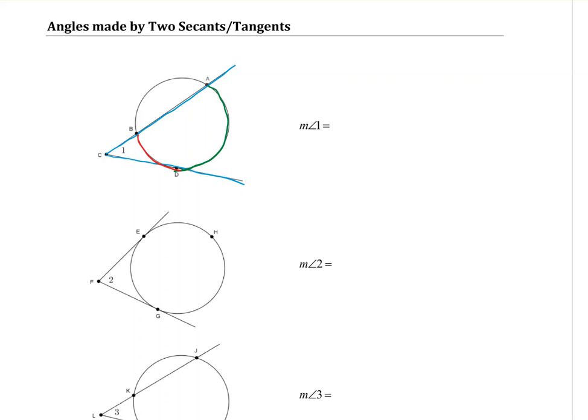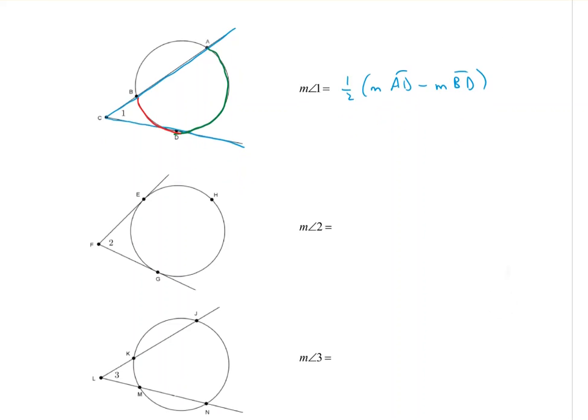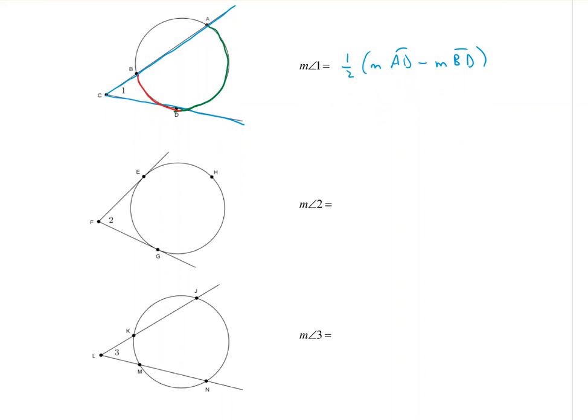And the formula for the measure of angle 1 is going to be 1/2 the measure of the larger arc minus the measure of the smaller arc. This formula holds true whether using secants or tangents. So for this next example, we have two tangents. FG is a tangent and FE is a tangent.